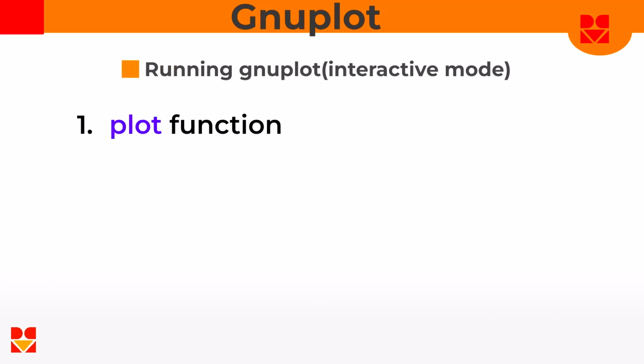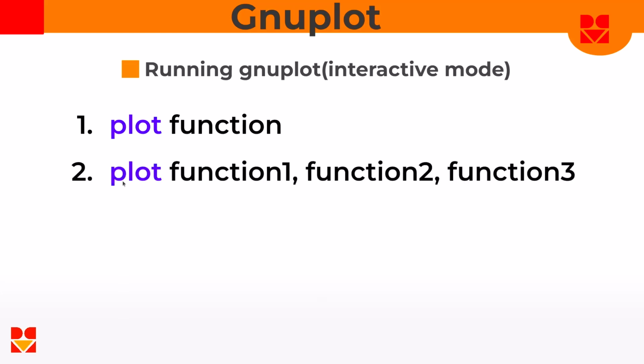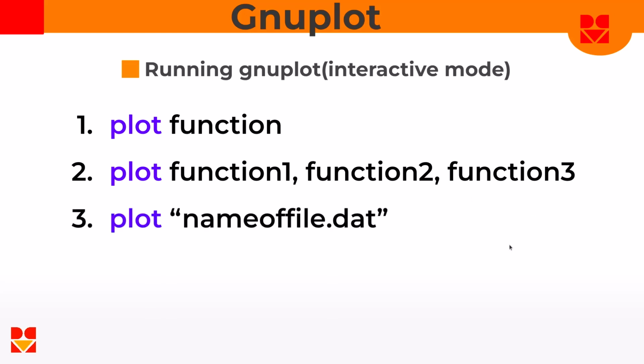So we can use plot and then the function we are interested in plotting to plot that function, as you saw earlier with the sine. You could also decide to plot several functions on the same graph sheet. So you do function 1, comma, function 2, comma, function 3 to plot all of these functions on the same graph. Or you can use Gnuplot to plot the name of a file that contains some data sets for us.